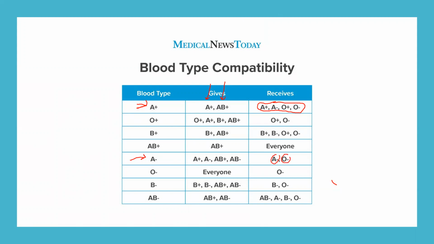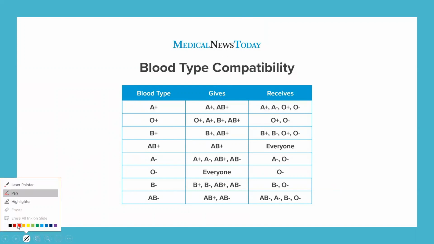So let's look at the universal giver and the universal receiver. Type O negative is called the universal donor because everyone can take O negative blood. And AB positive is called the universal receiver because it can receive all the other blood types.